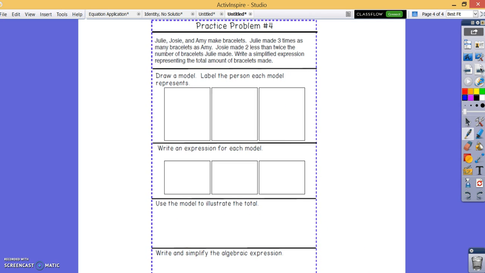All right, and on to the last problem. I want you to go ahead and pause this video and try this problem on your own. Remember, you're going to make the most mysterious person X, and then draw your picture and write your expression. Okay, hopefully you got the same answer that I did. Let's go ahead and read the question.